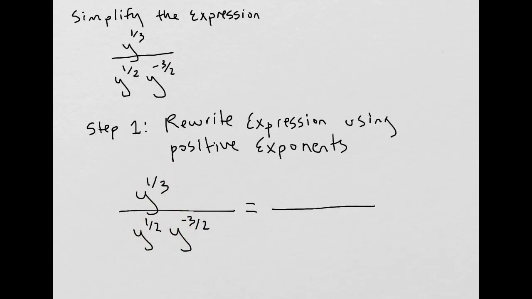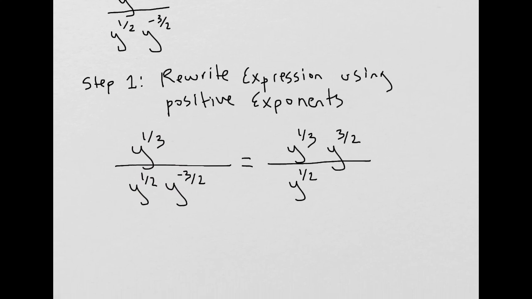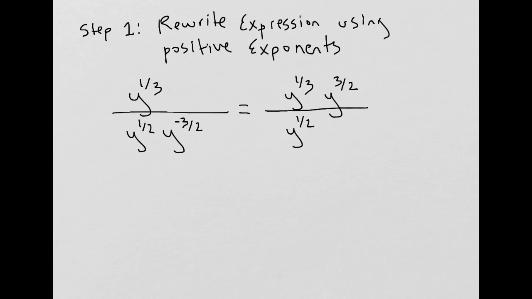So when I rewrite this using positive exponents, again, my y to the 1/3 is going to stay put, my y to the 1/2 is going to stay put, but my y to the 3/2 is going to come to the top. Okay, so that's step 1: I'm just rewriting my expression using positive exponents.